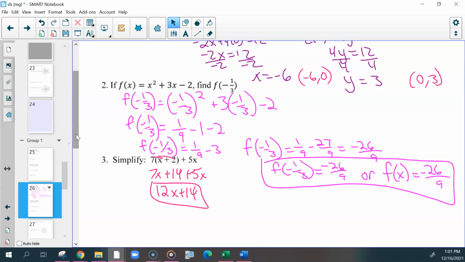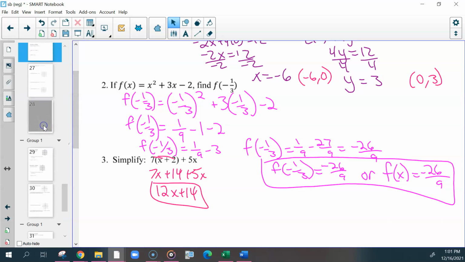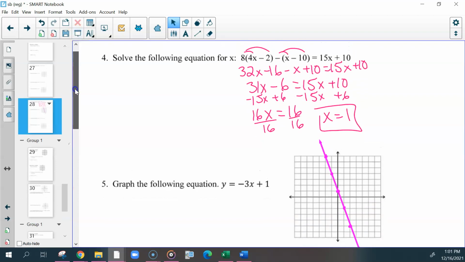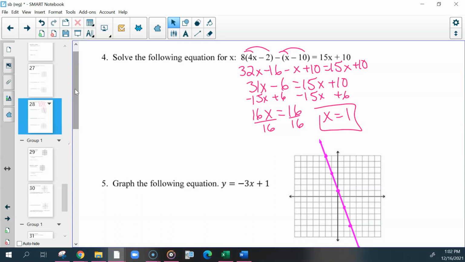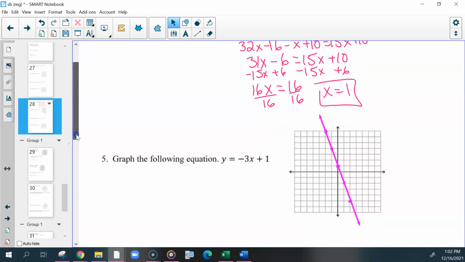For number 3, you needed to simplify, so distribute, combine your like terms, so you get x + 14. And then on the back, number 4, you needed to solve this equation, so distribute, combine like terms, and then get the variable by itself. After you do all of that, you should have gotten x = 1.